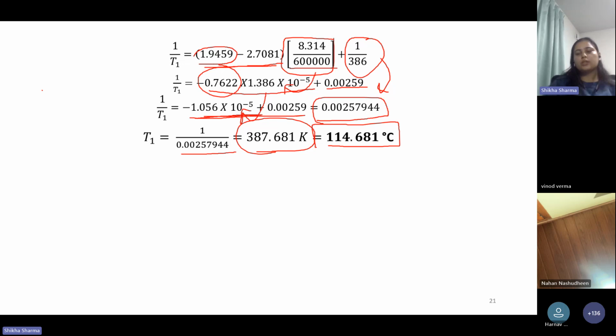Is there any doubt in the solution part? Ma'am, during examination, is a calculator allowed or not? How is it possible? It is a lengthy calculation for the question. Yeah, I think scientific calculators are usually allowed everywhere. Okay, thank you.